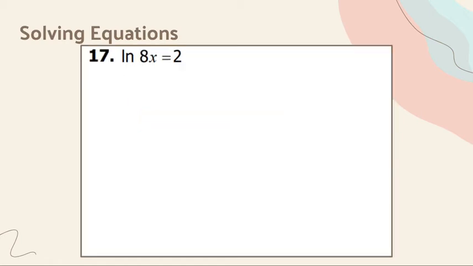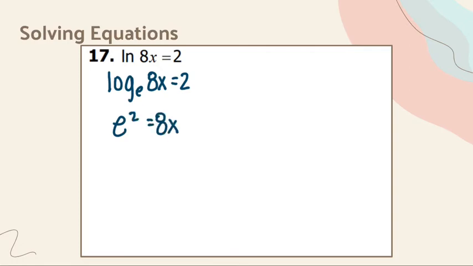Number 17, natural log of 8x equals 2. This problem is log equals a number. So we have to convert to exponential form to solve this equation. Now recall that ln is the same as log base e of 8x equals 2. So when we convert this, we should say e squared equals 8x.